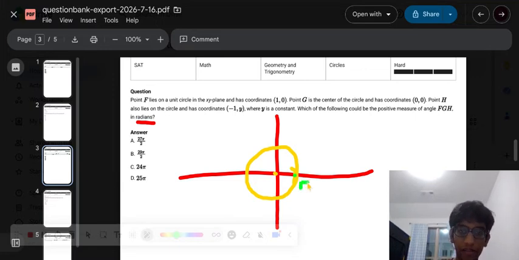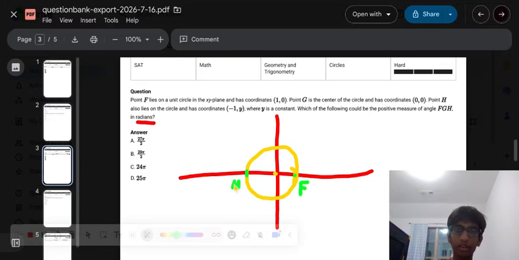So this point right here is F. Point H is -1, y. So we have x equal to -1. We know it's a unit circle, so it has a radius of 1, right? That means the distance between the center and the point has to be 1. Given that the center is 0, 0, and this point is -1, y, we know that y has to be 0, so it has to be on the x-axis, in order to maintain that distance of 1. So this would be point H.